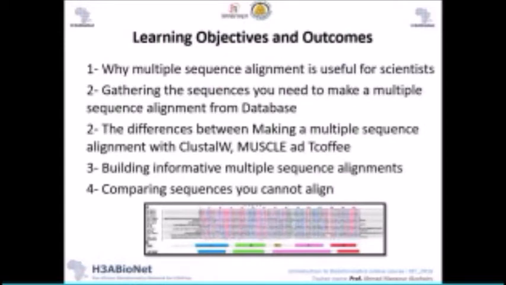In this lecture we will learn why multiple sequence alignment is useful for scientists and how we can get sequences from different databases. Of course we'll also talk about the difference between three programs to make multiple sequence alignment, which are Clustal W, Muscle, and T-Coffee, briefly, and also we'll talk about building an informative multiple sequence alignment and comparing sequences that you cannot align.